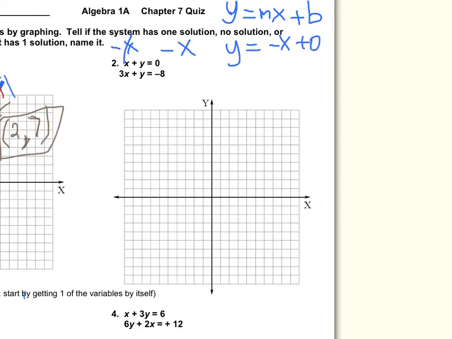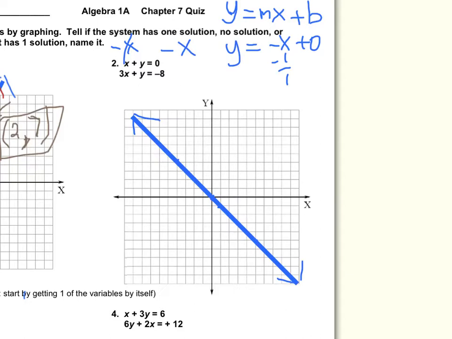And so to graph that, you're actually going to start at 0. This starts at the origin. And the slope of negative, that's really like -1 over 1. So you're going to be going down 1 over 1, down 1 over 1. And you can even go the other way, up 1, left 1, up 1, left 1, up 1, left 1. Then you're going to connect that with a straight line. Okay, now for the other equation.